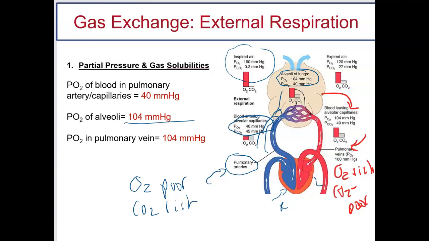So what that means is that oxygen will diffuse from an area of high pressure to low pressure until equilibrium is reached. So it's going to enter that blood until the blood leaves at a PO2 of 104. That's diffusion, right? So it comes in at 40, picks up oxygen. Once it's equal, 104, 104, no more movement of that gas, it leaves at a PO2 of 104.